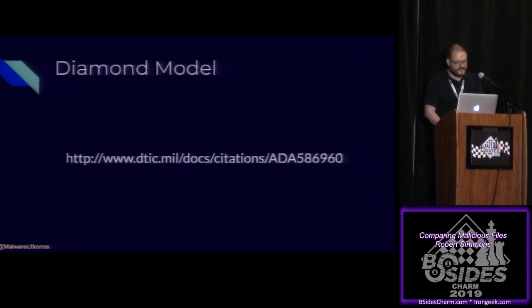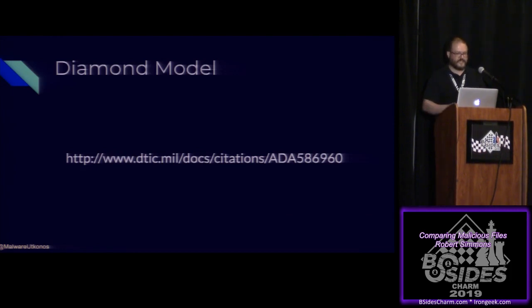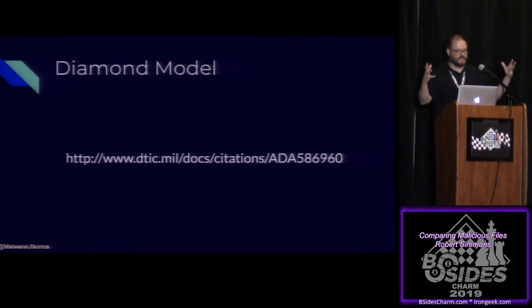But this is the diamond model paper. Please go download it, read it, and implement it in your programs. It's a very good way of taking a pile of unrelated or seemingly unrelated data and creating nodes and groupings, and then relationships, or edges, between those nodes.